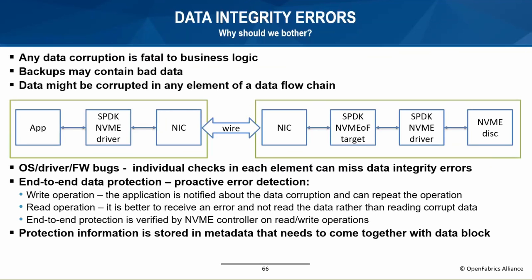End-to-end data protection is a proactive error detection approach. It is used by NVMe specification. It relies on an additional portion of data which is transferred together with the main data block and contains information that can be used to catch data integrity errors. End-to-end mode allows us to notify the application about errors that occurred during I/O operation and prevents the use of corrupted data.